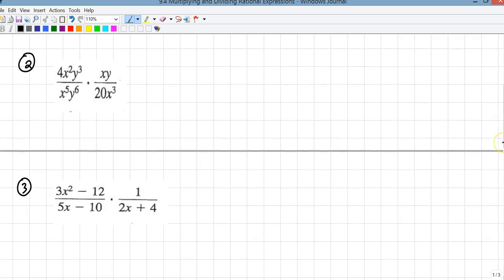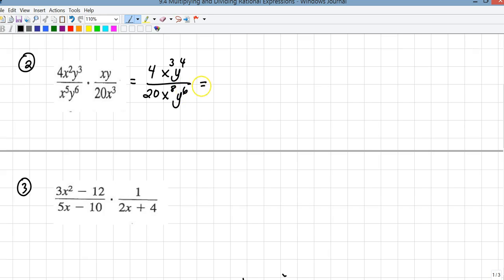Number 2 has two fractions where everything is all one term. There's no plus and minus signs. So it's okay to say, all right, I've got y cubed over y to the 6th would be 1 over y cubed. It's okay to do that, and it's also okay to say 4 over 20 is 1 over 5. That's definitely okay to do. But since it's all one term, what I usually do is multiply everything in the numerator together. So I get 4x cubed y to the 4th, because remember, when we multiply powers that have the same base, we add exponents. Also, I get 20 x to the 8th, y to the 6th.